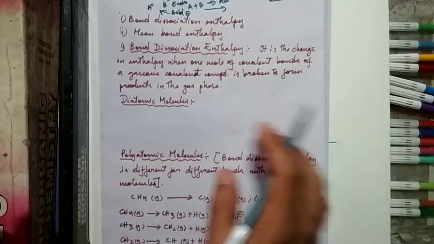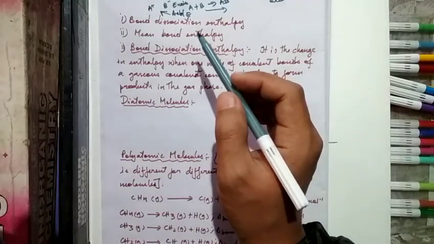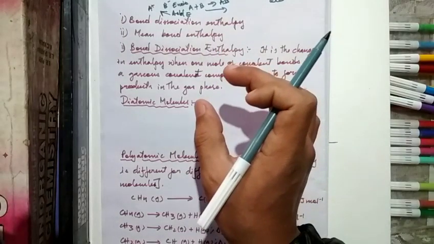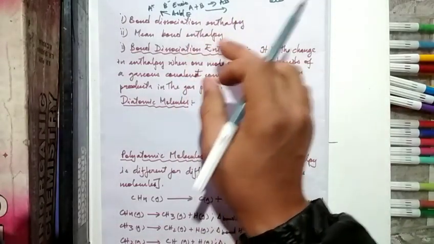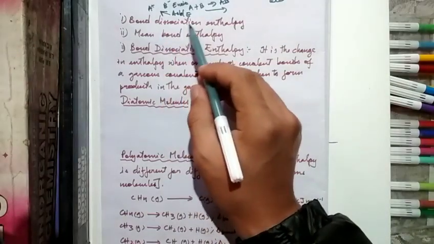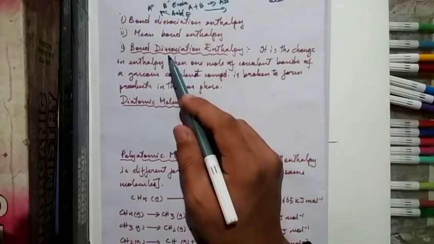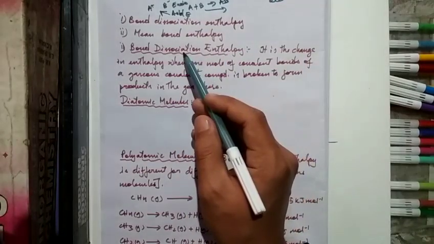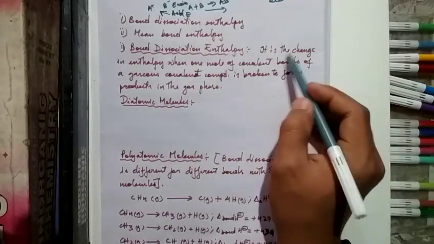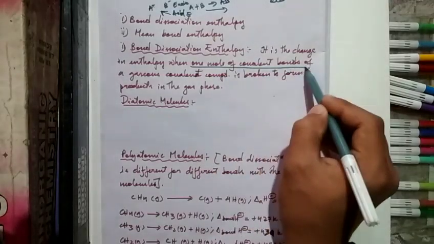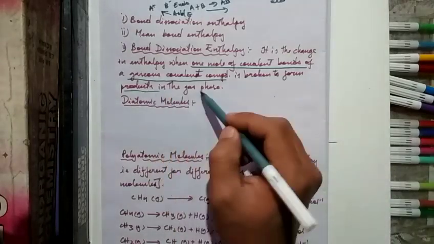Now enthalpy changes can be associated with these chemical bonds. In thermodynamics, these changes can be of two types. One is bond dissociation enthalpy and the other is mean bond enthalpy. So what is bond dissociation enthalpy? Dissociation means breaking. So in this case bond breaking will take place. It is the enthalpy change when 1 mole of covalent bond of a gaseous covalent compound is broken to form products in the gas phase.